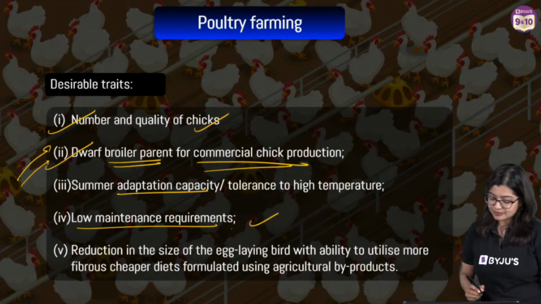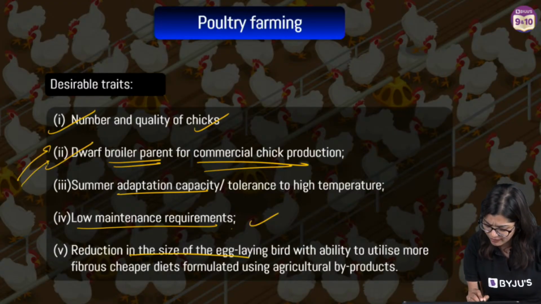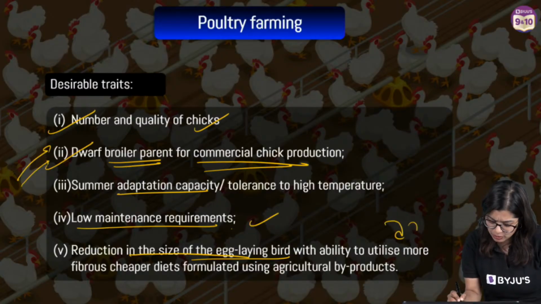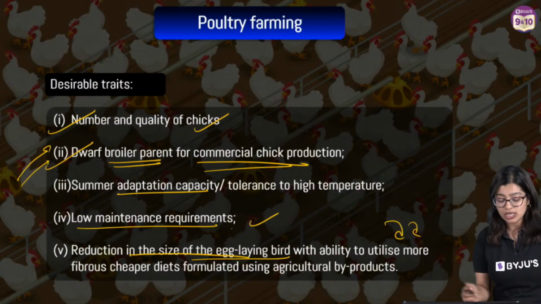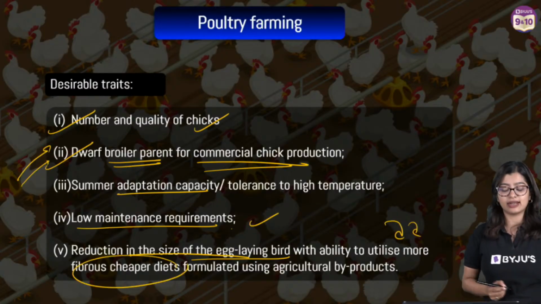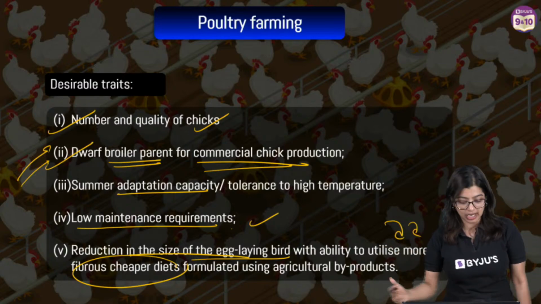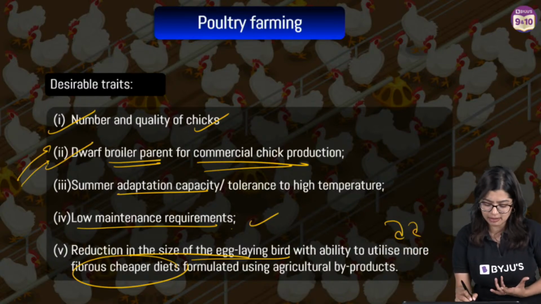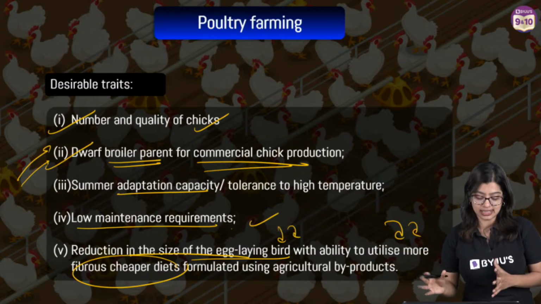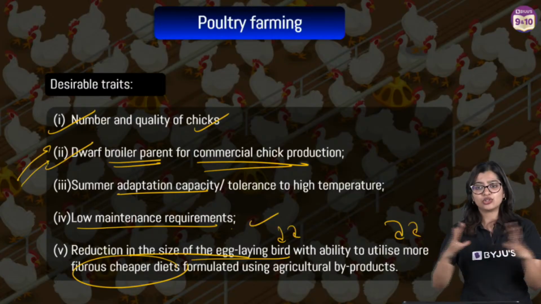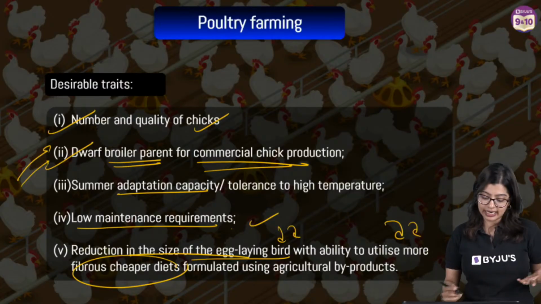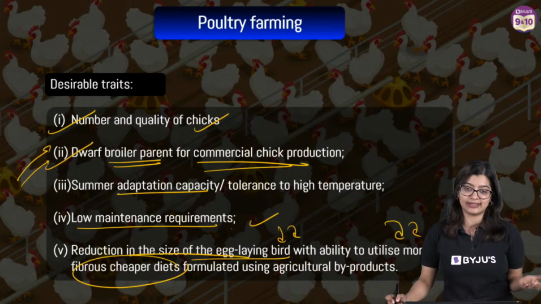Last but not the least, we see a reduction in the size of the egg-laying bird. Simply put, based on the diet that they consume, we are able to produce egg-laying birds with a reduction in size, so that the smaller they are, they end up taking a lesser amount of food, right? Cheaper diets that are there.